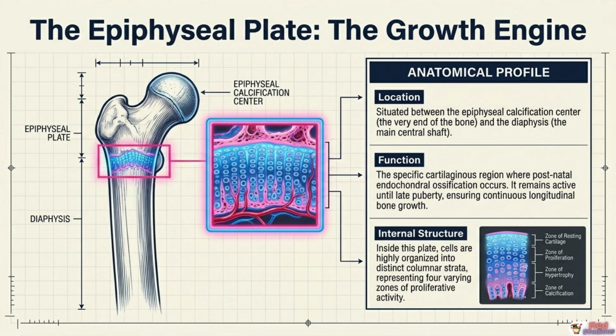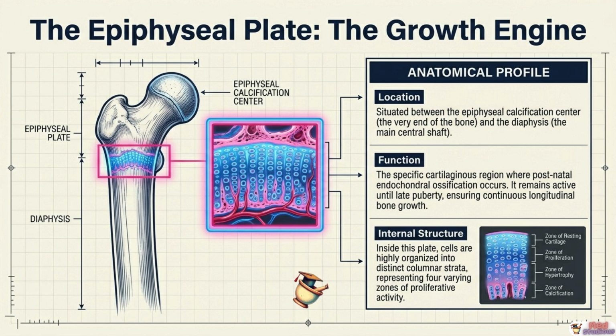After birth, endochondral ossification does not stop. It continues at a specialized structure called the epiphyseal plate, also known as the growth plate or physis. This is the engine that drives the longitudinal growth of every long bone from birth until the end of puberty. The epiphyseal plate is situated between two critical landmarks: the epiphyseal calcification center at the very tip of the bone, the epiphysis, and the main central shaft below, called the diaphysis.